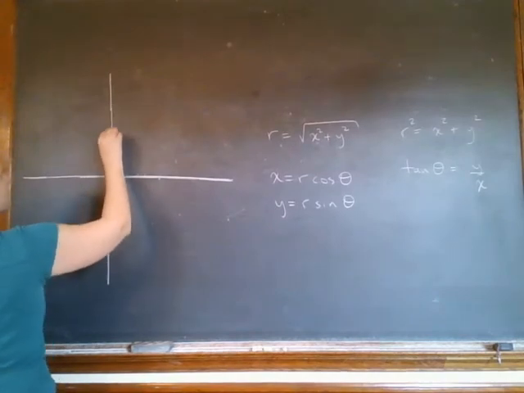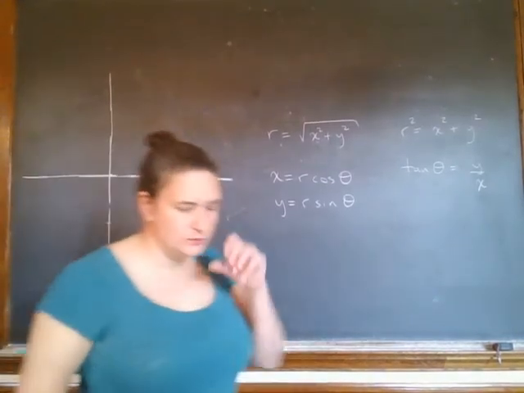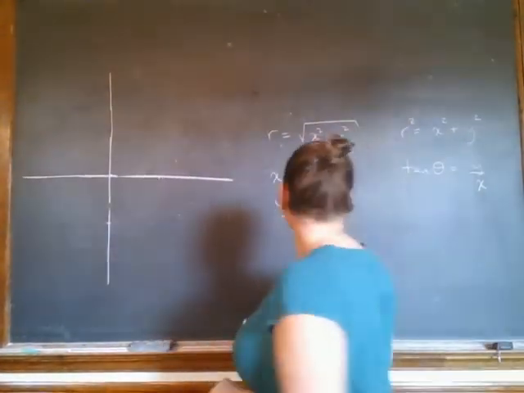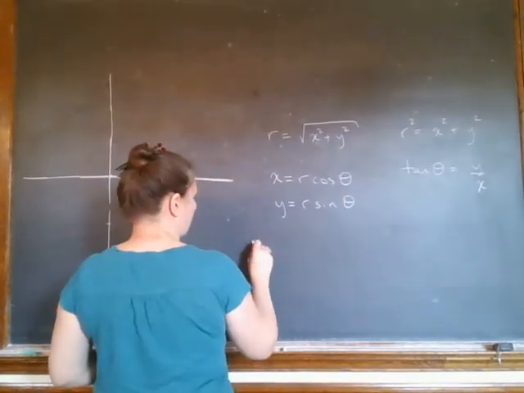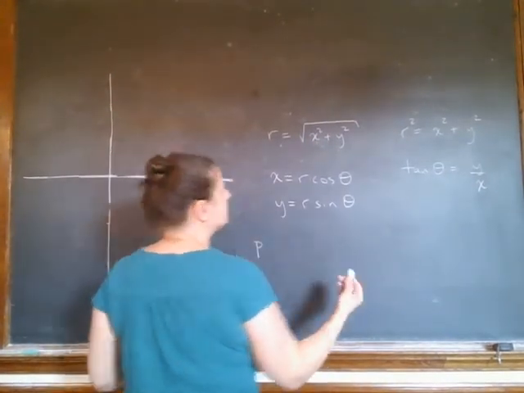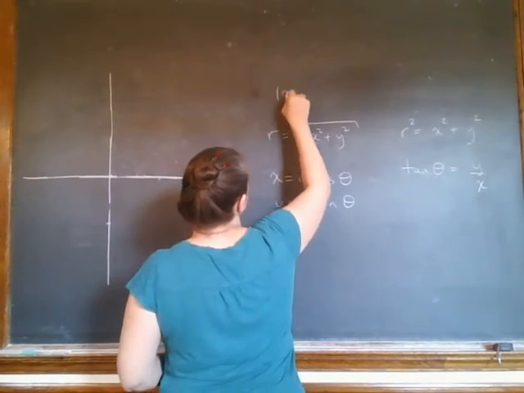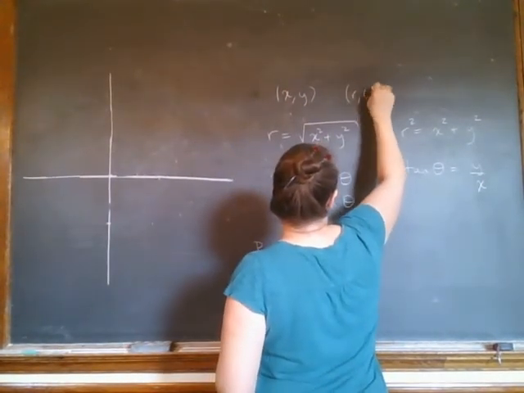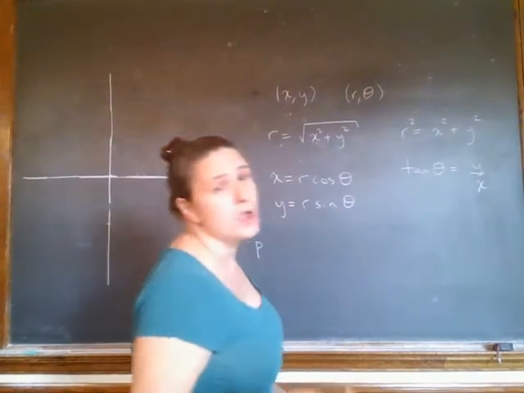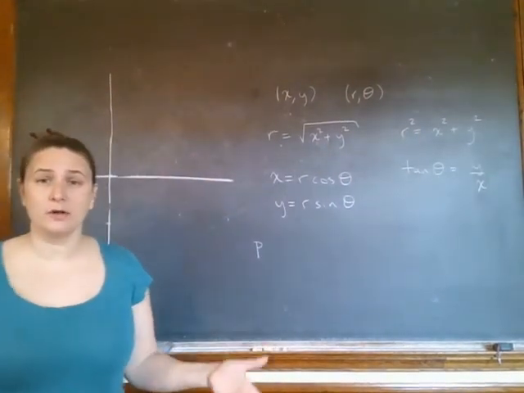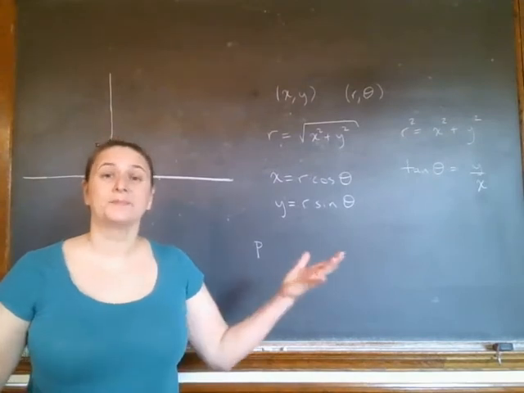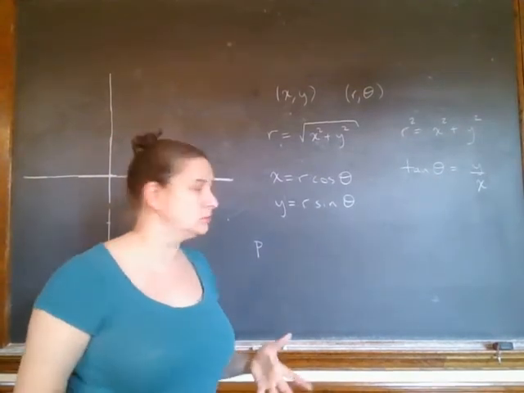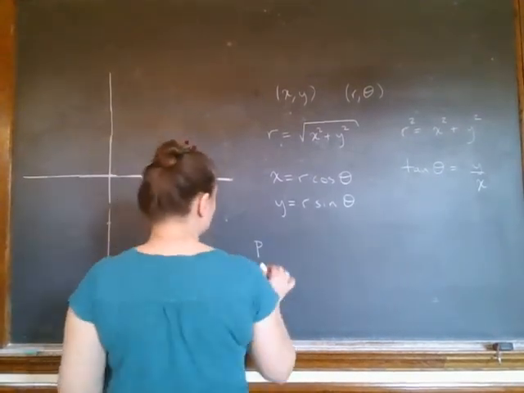So what do I mean? Let's say I want to find a point. Let's put some points on the board. So for Cartesian coordinates, we list them as x, y. For polar coordinates, we list them as r, theta. Are you talking about x, y, or r, theta when they give you some numbers? They should tell you, and if you don't know, you can ask.